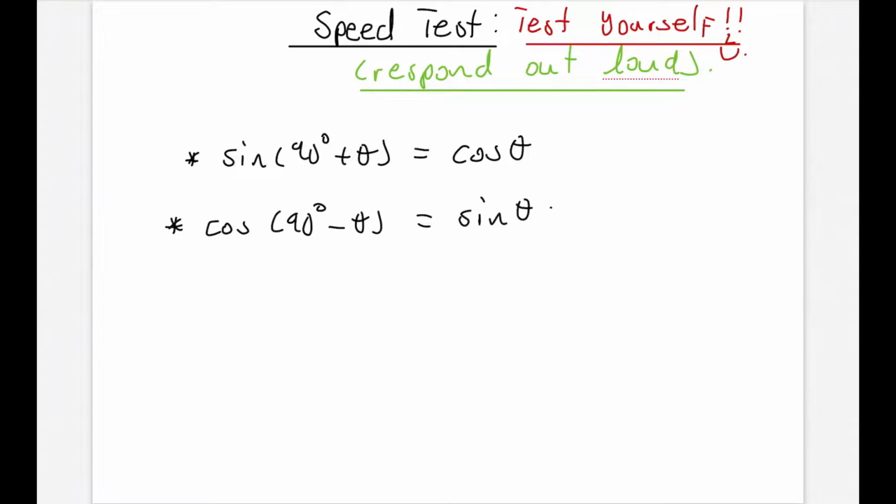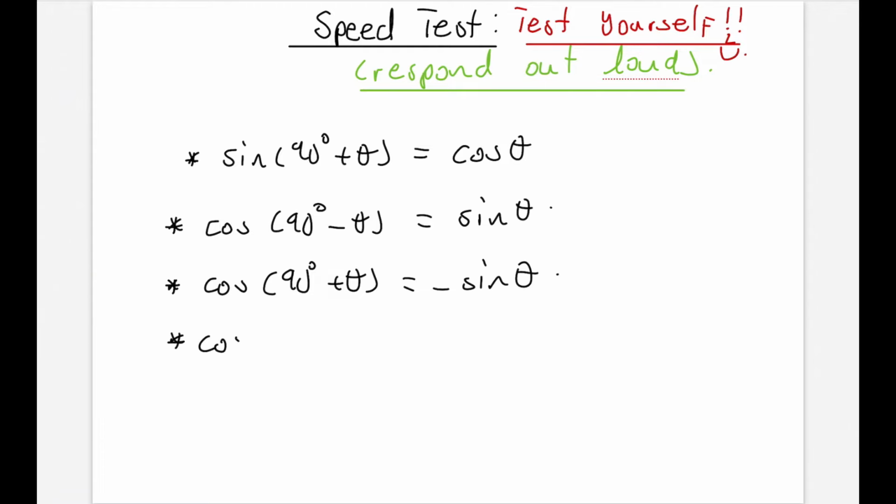Sine theta, that's correct. When we see the cos of 90, we just change a cos to a sine. Now, what if you had here the cos of 90 degrees plus theta? What does this become? Negative sine theta. This is the exception of the 90s.